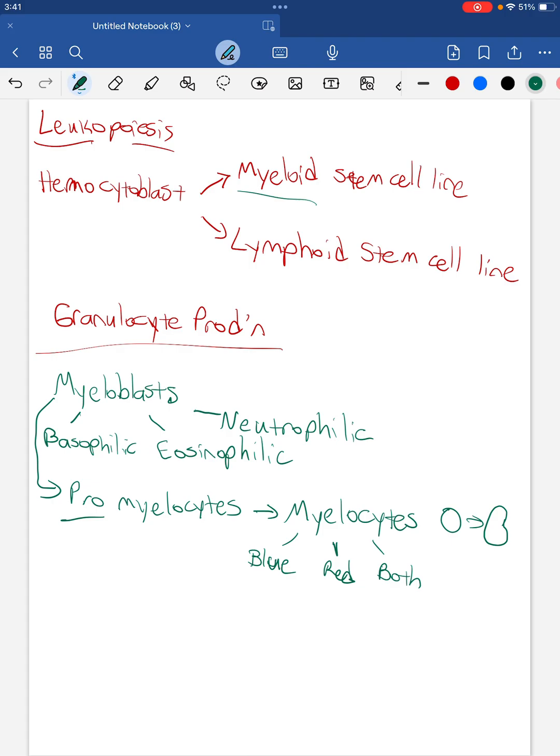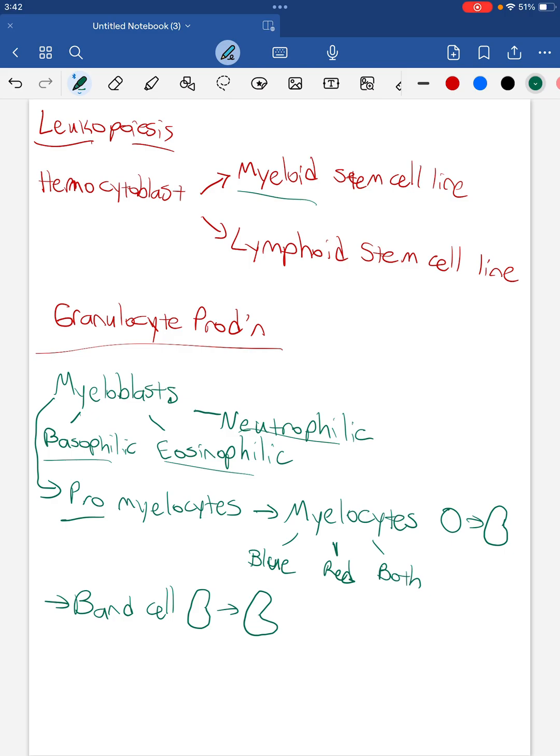And then we have our band cells. Now the nuclei form, so from our slight bend to a full bend. So now it's like a fully curved arc. So now we have our mature granulocyte, so either our basophil, eosinophil, or neutrophil. And the nucleus still needs to become segmented before it's released into the blood.